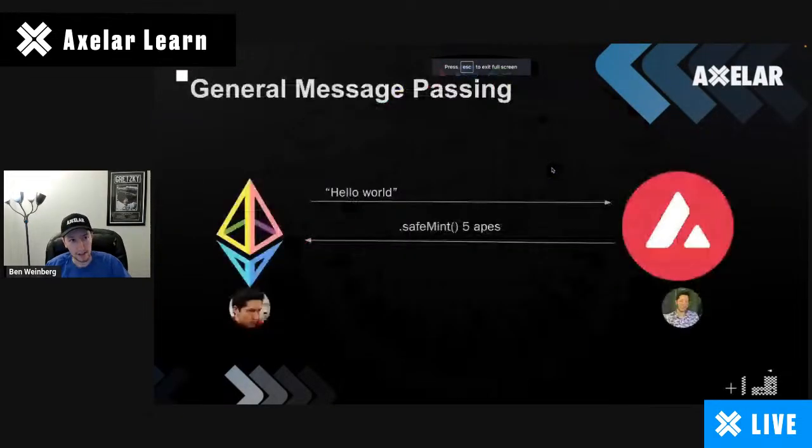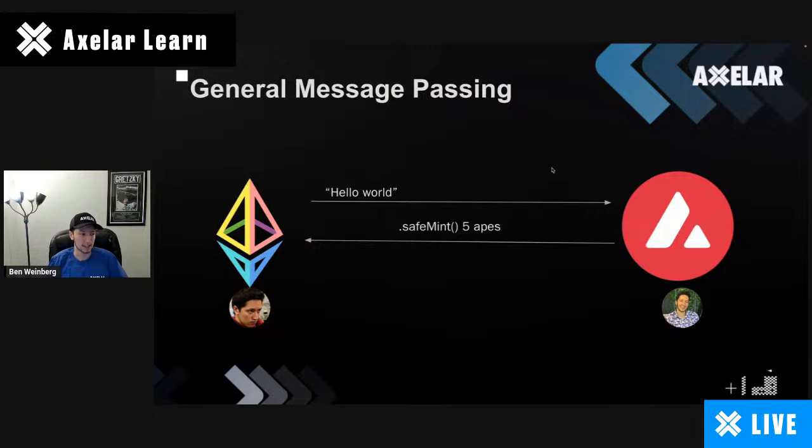So that brings us to our next topic of general message passing. It's an amazing feature which Axelar has for us right out of the box. And what is it in simplest terms? It's exactly what it sounds like. It's the ability to send messages between one blockchain to the other. So the easiest way to see this is this little diagram right here.